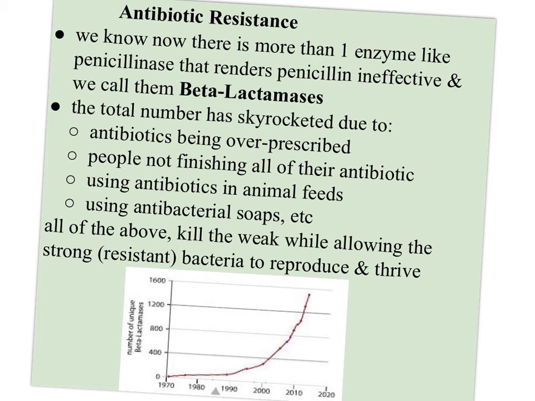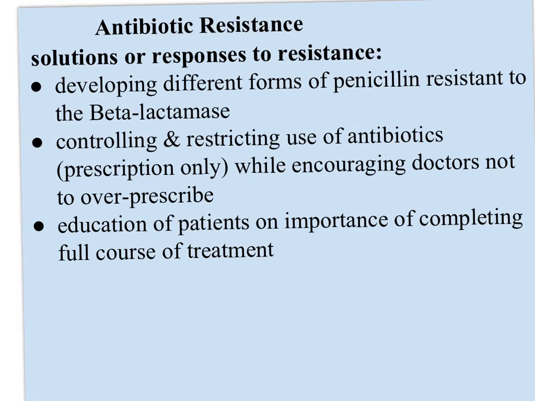You can see on the chart below that in 1990 it really started taking off. And scientists feel it's due to a number of factors. Antibiotics being overprescribed, people not finishing all their antibiotics, using antibiotics in animal feeds, and using antibacterial soaps and different cleansers in our homes. All the above kill the weak bacteria while allowing the stronger resistant bacteria to reproduce and thrive. So it's really the survival of the fittest in this case.